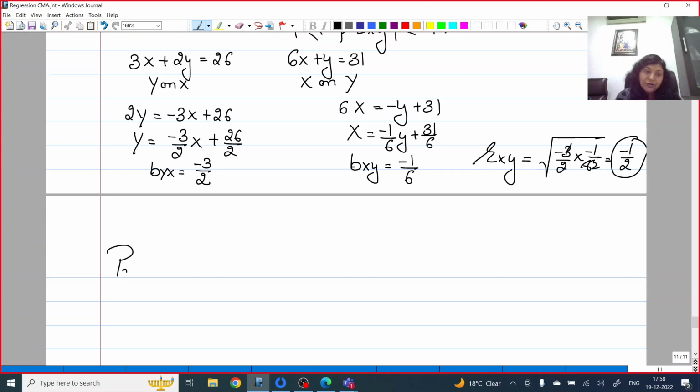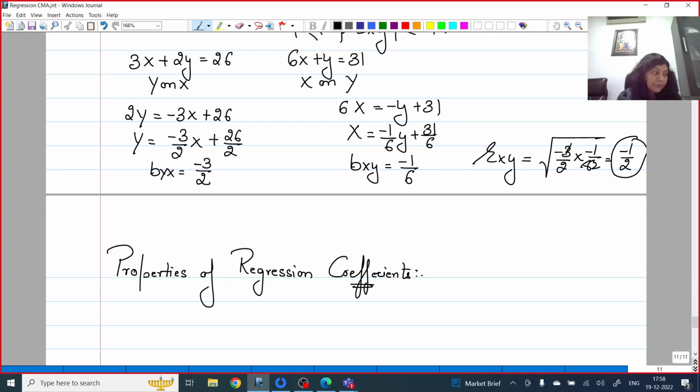Now we are moving towards the last concept, that is properties of regression coefficients. Just as we have explained the properties of the coefficient of correlation, similarly we have different properties of regression coefficients. The first property, as I have already told you, is that the geometric mean of regression coefficients is the coefficient of correlation.